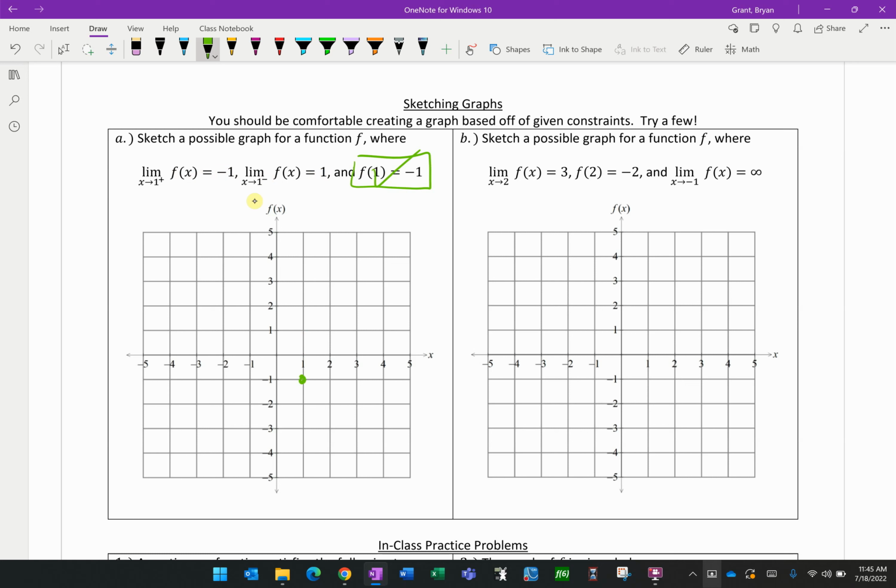Then we have two different limits here. So we can start with the right side. As we approach 1 from the right side, my y values better be approaching negative 1. So they didn't give us any other information about the right side, but we know that whatever's happening over here has to be approaching negative 1. Took care of that. And then they tell us from the left side, we better be approaching positive 1.